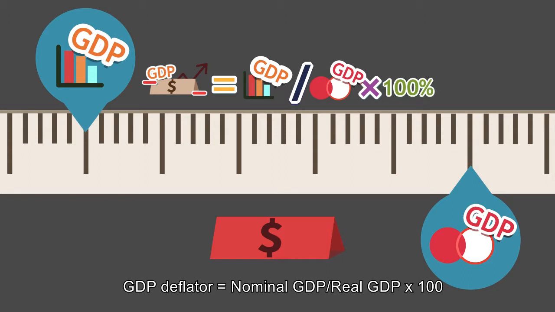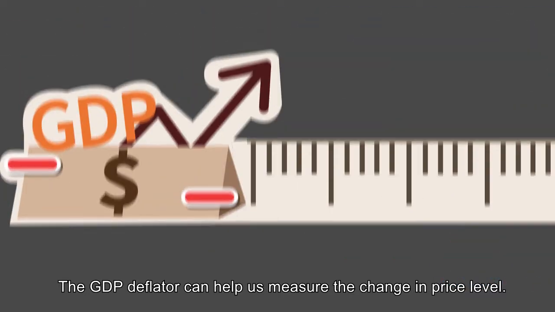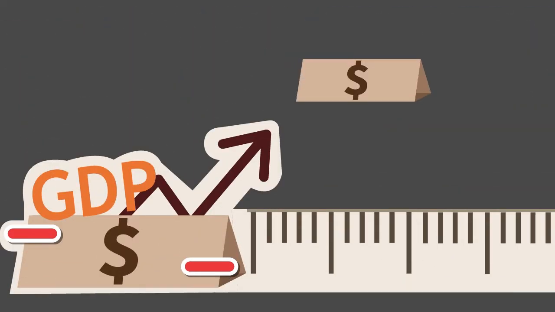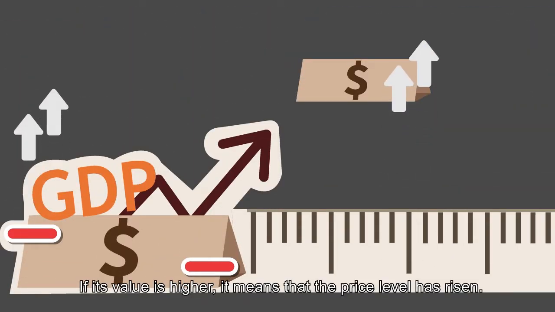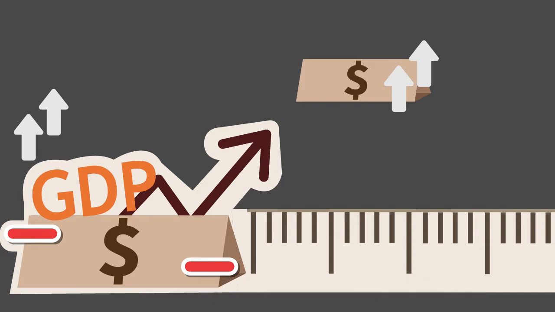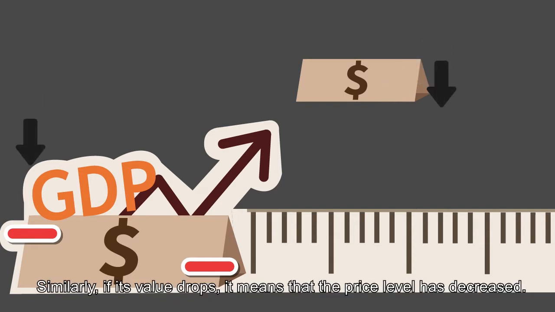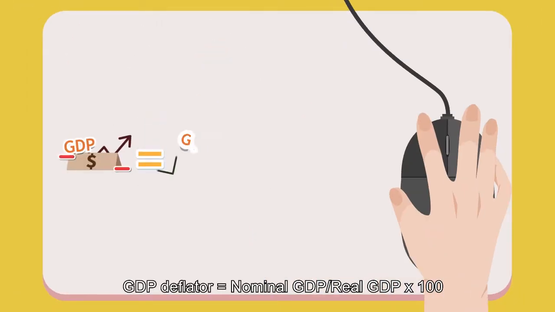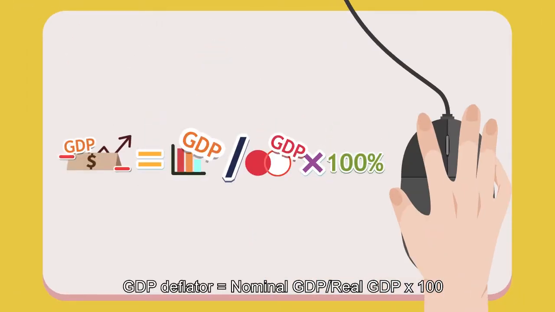GDP deflator equals nominal GDP divided by real GDP times 100. The GDP deflator can help us measure the change in price level. If its value is higher, it means that the price level has risen. Similarly, if its value drops, it means that the price level has decreased.